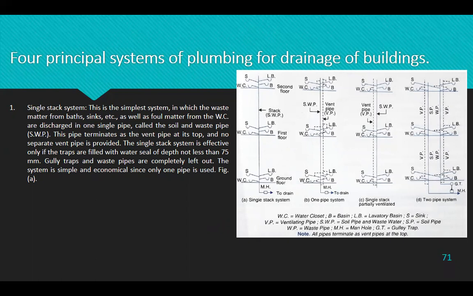This pipe terminates as the vent pipe at its top, and no separate vent pipe is provided. The single stack system is effective only if traps are filled with water seal of depth not less than 75 mm. So hindi siya 2 inches, dapat 3 inches. Gully traps and waste pipe are completely left out. The system is simple and economical since only one pipe is used. Ito, figure A.